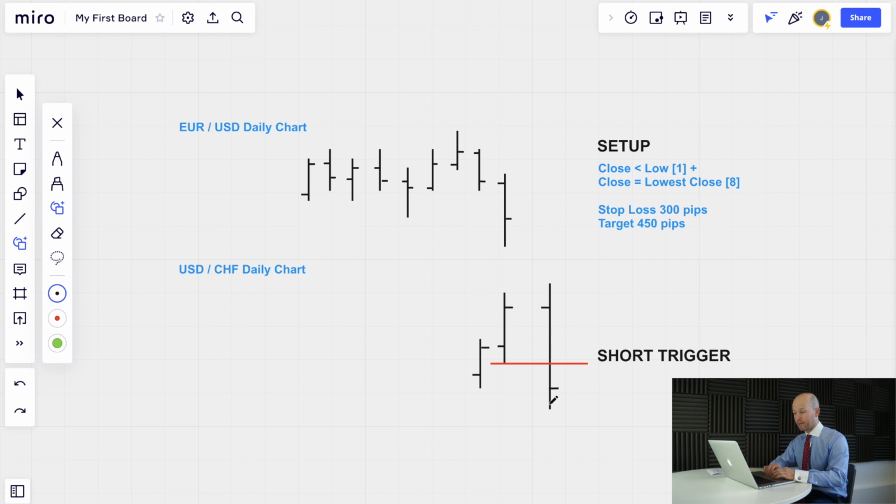Prices might not come down. Most of the time they're going to continue on up and never stop us into the trade. But if they do, that's when we get into the trade. And of course the opposites are true.